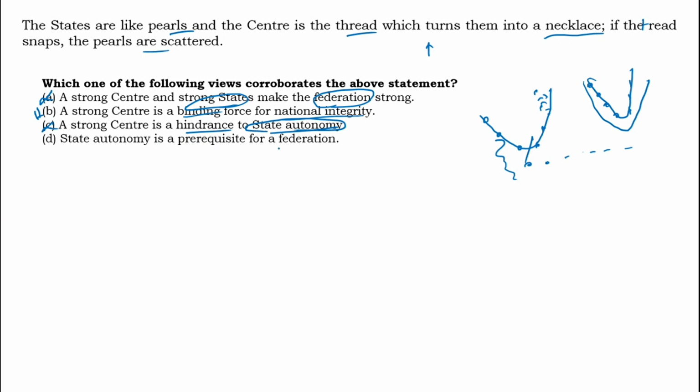State autonomy is a prerequisite for a federation. Again, the passage is not saying anything about state's autonomy and federation. So, it is also a wrong statement.